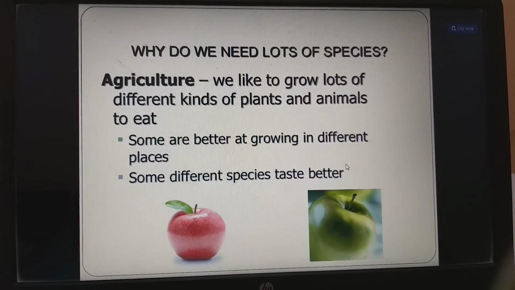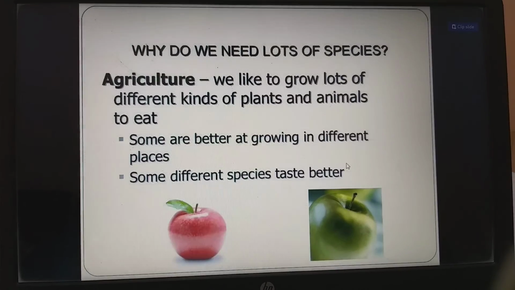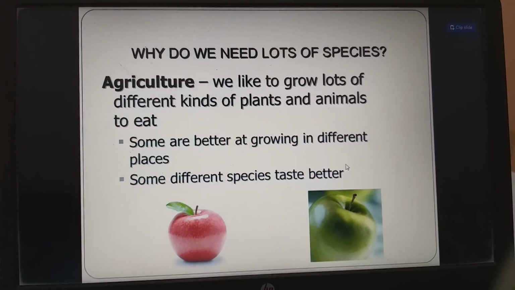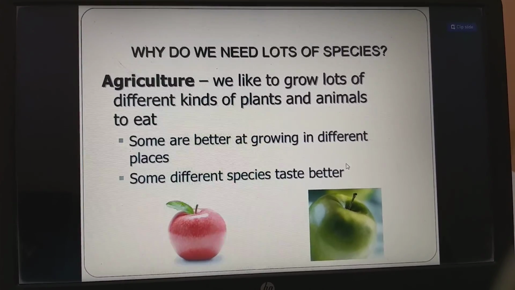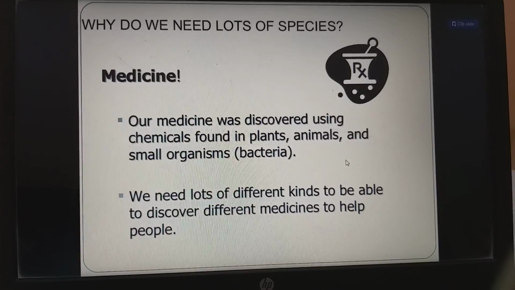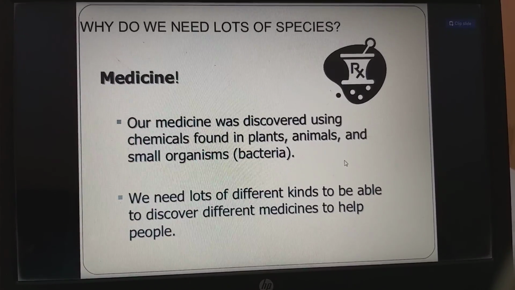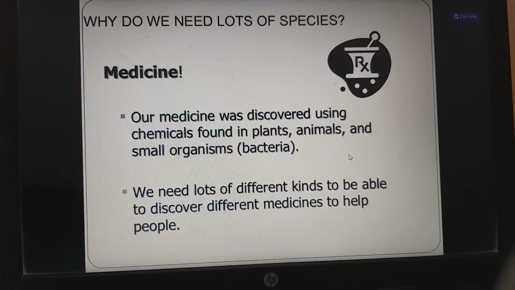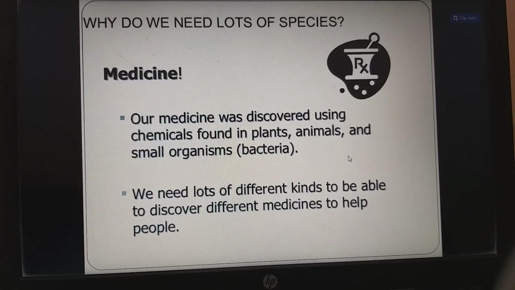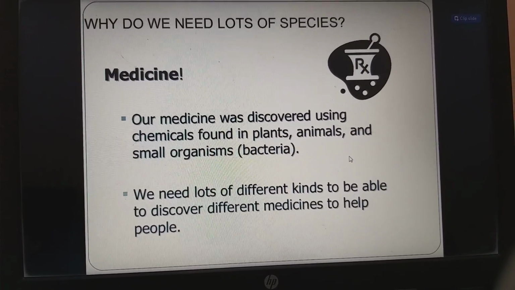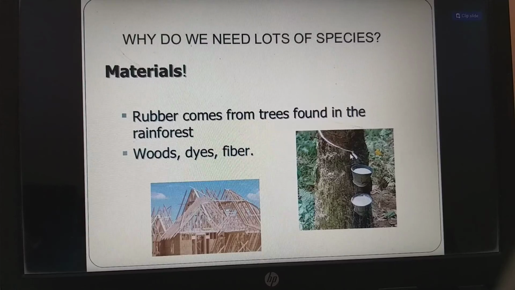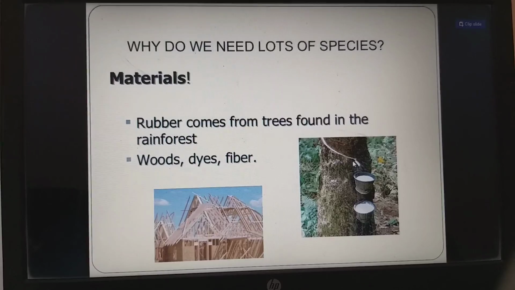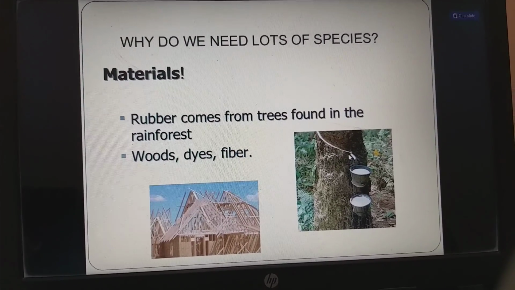Agriculture. Why do we need a lot of species? We like to grow a lot of different kinds of plants and animals to eat. Some are better at growing in different places. Some different species taste better also, right? Medicine. Our medicines were discovered using chemicals found in plants, animals and small organisms, for example bacteria. We need lots of different kinds to be able to discover different medicines to help people. Materials: rubber comes from trees found in the rainforest, also wood, dyes, fiber. For these things also we need many species.